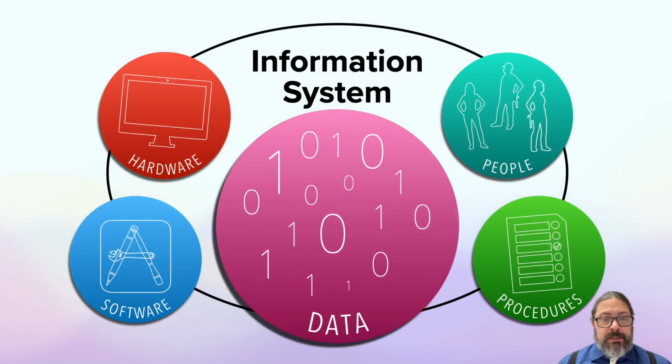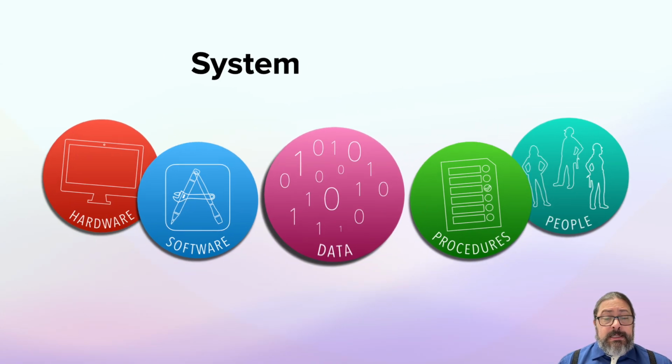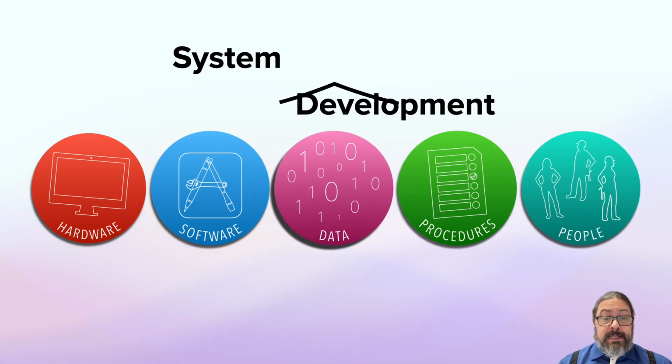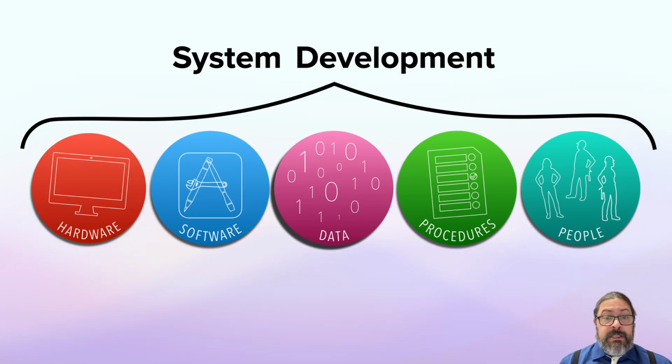Now, an information system is at its core data, but also includes the components of information technologies in the form of hardware and software, and the human-oriented components of people and procedures, or sometimes people refer to this as processes. The system development process in general covers each of these five components. That is data, the IT components, and the human-oriented components.